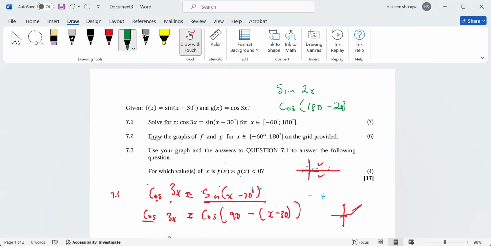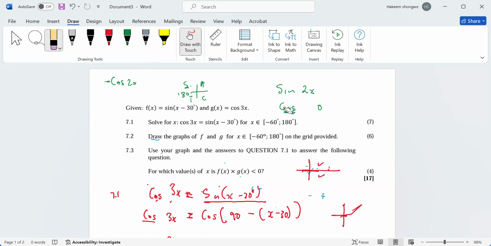Now, the learner will say to me that 180 minus 2x is in the second quadrant. And then the learner can say, on the second quadrant we have All Students Take Coffee. They will say, sir, on the second quadrant, cos is negative. Okay? So another way you can write this, which is allowed, is as negative cos of 2x, because cos on the second quadrant is negative.